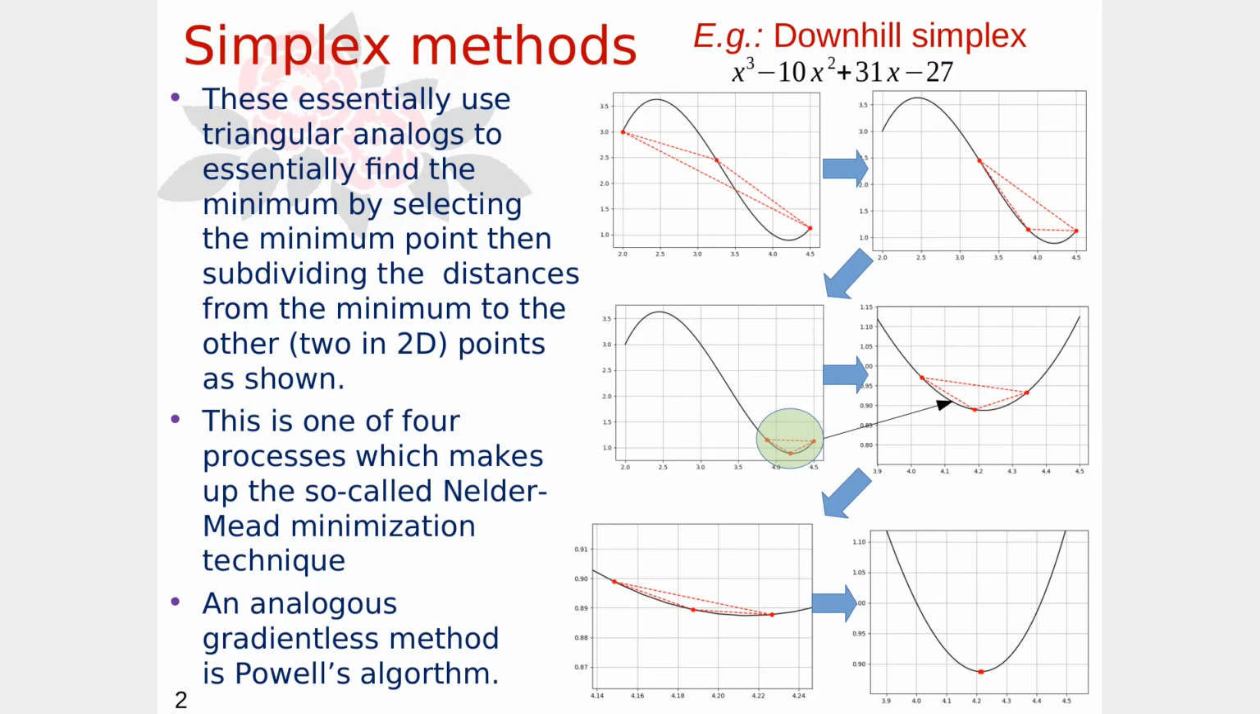These essentially, as I say, use simplexes, which are triangular analogues, to find the minimum by selecting the minimum point and dividing the distances from the minimum to the other 2. 2 points in 2D are shown. So here we're trying to find a minimum, and we would have basically 2 guesses where we think the minimum occurs, and we would strike one halfway between those 2 extremes, and we would compute the value of the function which we're trying to find a minimum of.